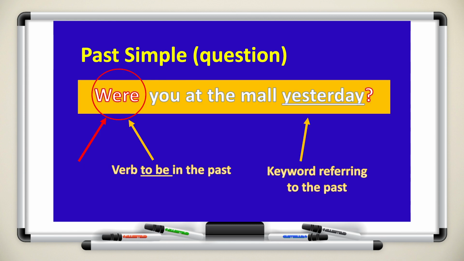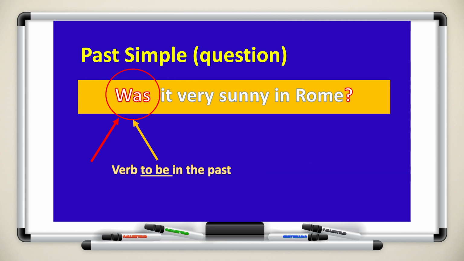Now, if I want to use the verb to be in the question, how am I going to use it? I will put it at the beginning, like the example you see. Were you at the mall yesterday? So here I use the verb to be in the question form, okay? Usually when I use were or was in the question form, it's for yes or no answers. For example, was it very sunny in Rome? They will answer, yes, it was, or no, it wasn't.